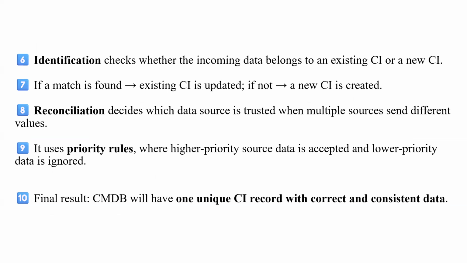Identification checks whether the incoming data belongs to an existing CI or a new CI. The best example is an ID card. When you see a person, your brain checks whether you already know that person or if they are new. If a match is found, the existing CI is updated. If not, a new CI is created. This means that if the system finds a matching record, it updates the existing CI. Otherwise, it creates a completely new record. For example, if you recognize a person, you update your memory about them, and if you do not recognize them, you store them as a new person.